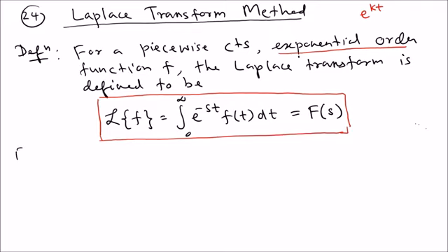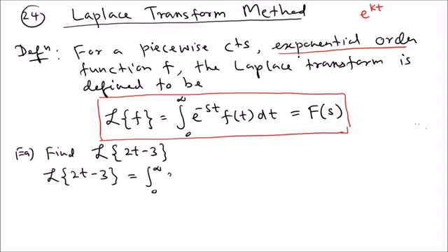So let's say, for example, find the Laplace transform of 2t minus 3. Just use the definition to see how it works. So the Laplace transform of 2t minus 3 is, by the definition, the integral from 0 to infinity of (2t minus 3) times e to the minus st dt. You can see this is a good candidate for integration by parts. So let's do that.